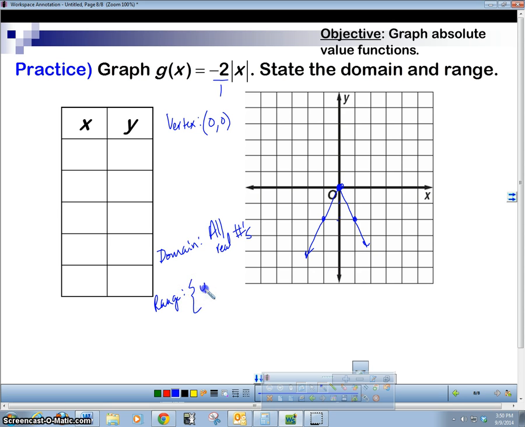Range, y values, y less than or equal to 0. Okay, that's all there is to it. I believe that's my last one, so there you go. Okay, graphing absolute value equations or functions.